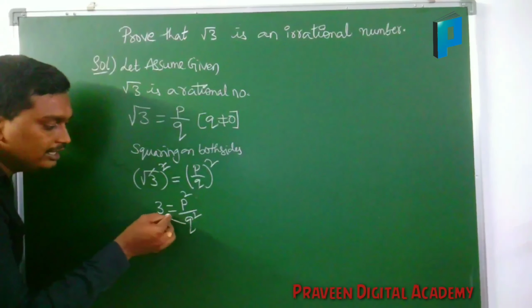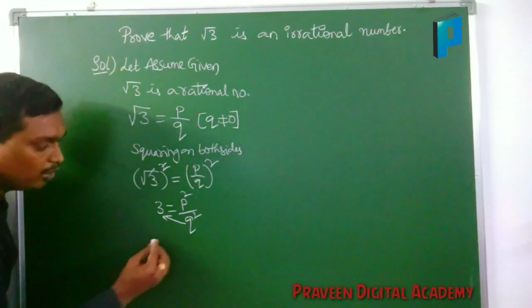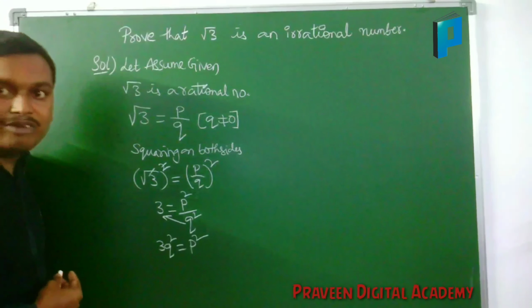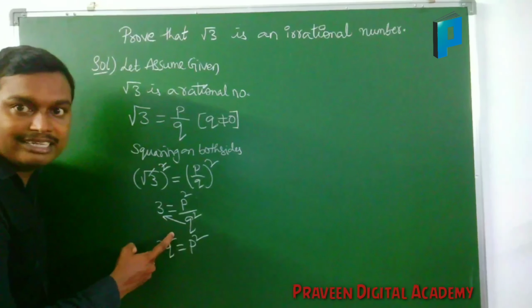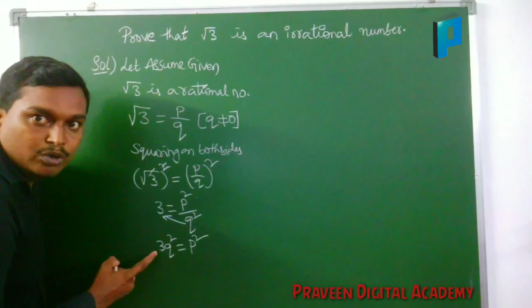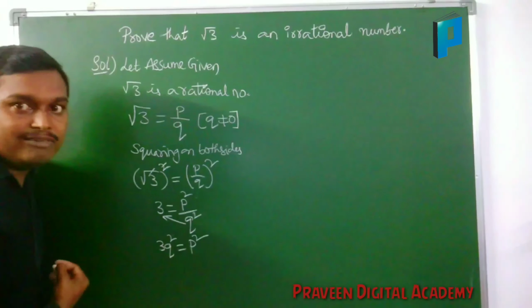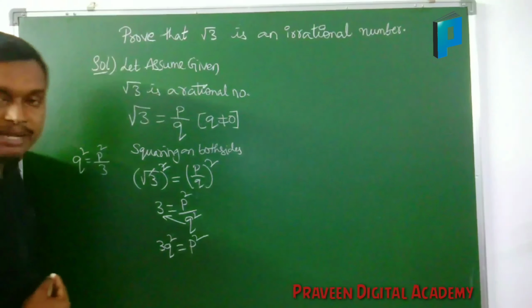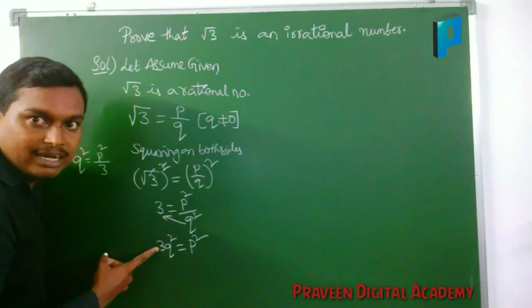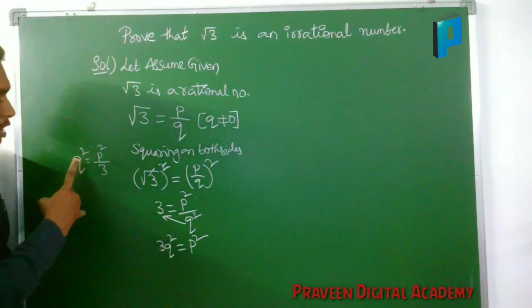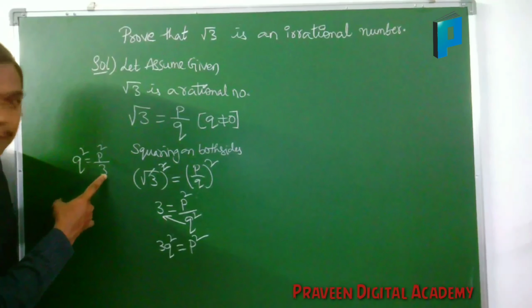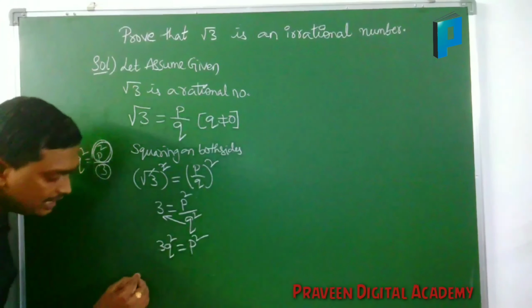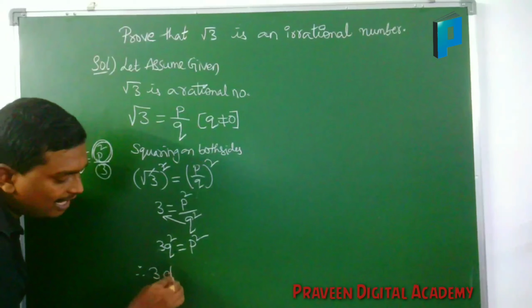This Q square you send here. What will it become? 3Q square is equal to P square. Here 3 into Q square is there. This 3 is in the form of multiplication. If you send this 3 to the other side, it will become Q square is equal to P square by 3. Means this 3 is dividing what? P square. Therefore 3 divides P square.